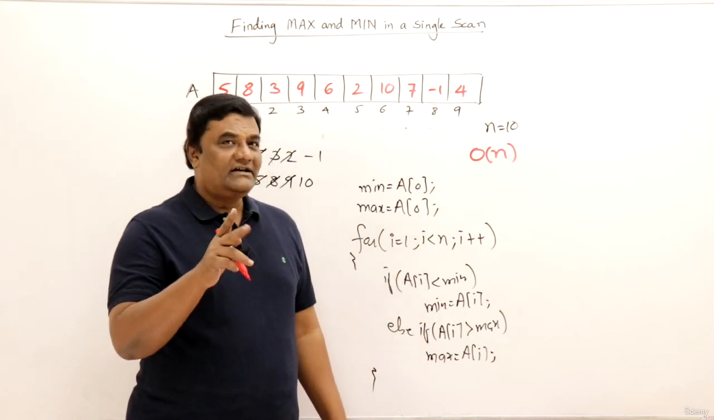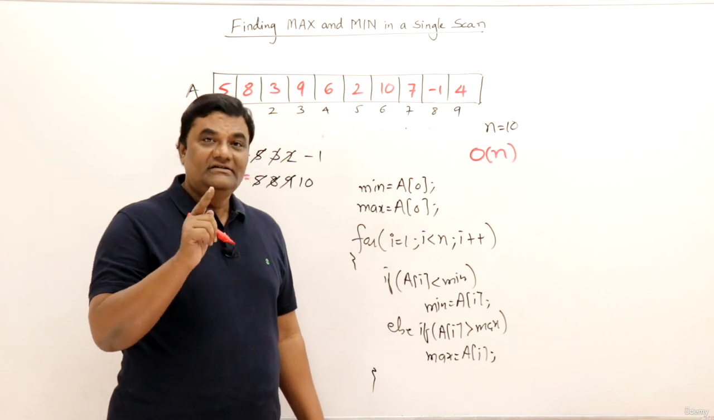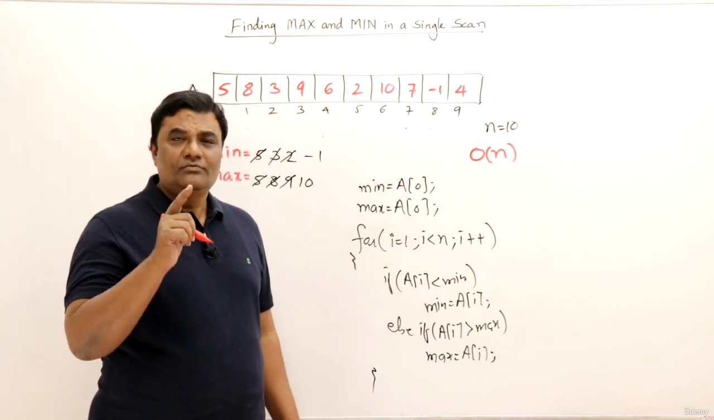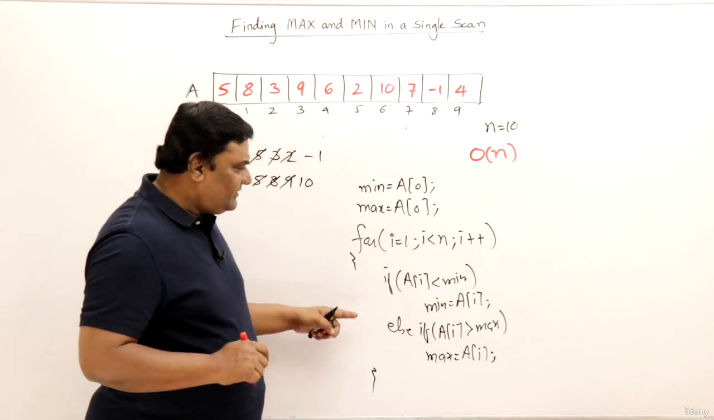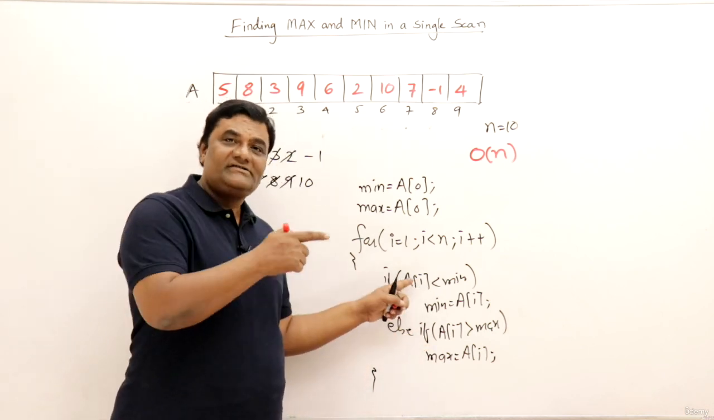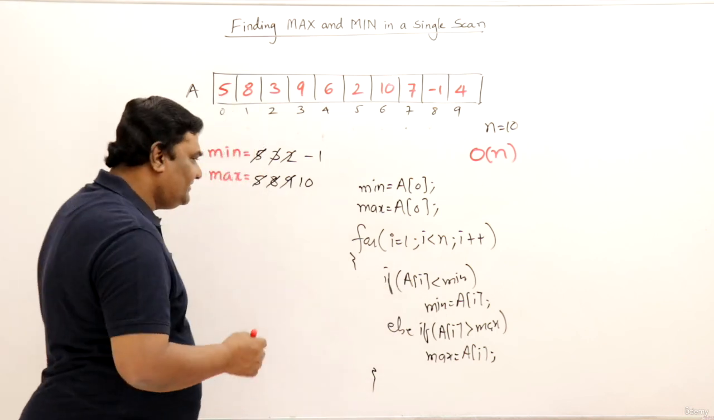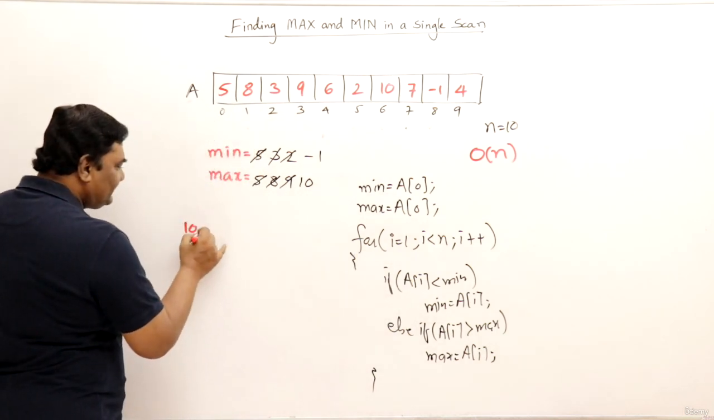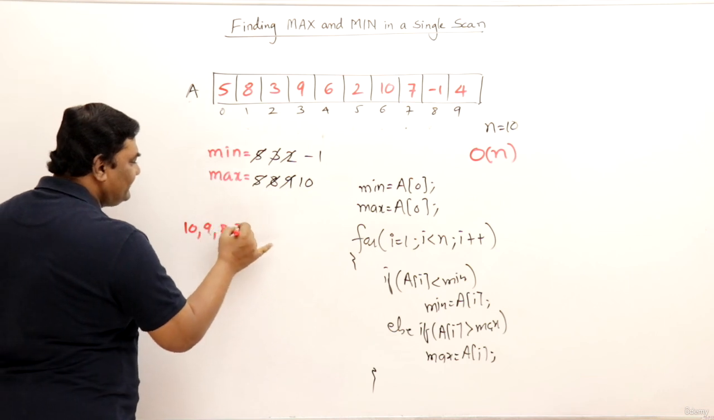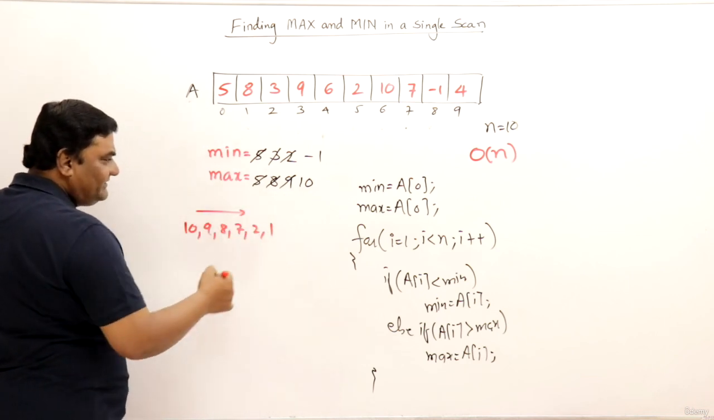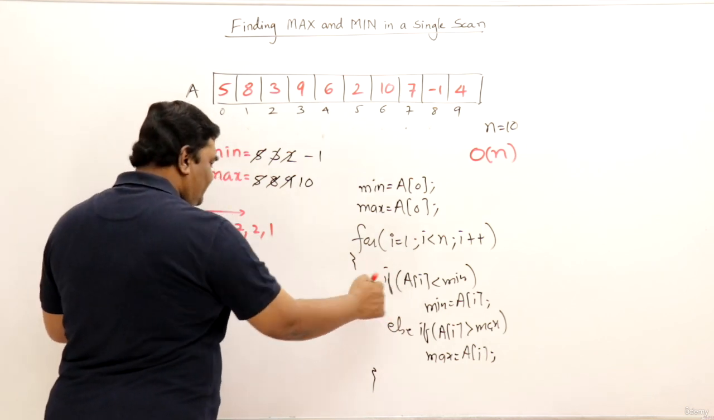So it means there are cases. Yes, there are cases. That is minimum time, maximum time. What is minimum time? Assume that always it is checking only this condition. It is not coming to this one. Always this is true. So when will it happen? If the list is in descending order, like if you have the numbers like 10, 9, 8, 7, 2, and 1. So if you have a list in decreasing order, then every time this condition will be true.